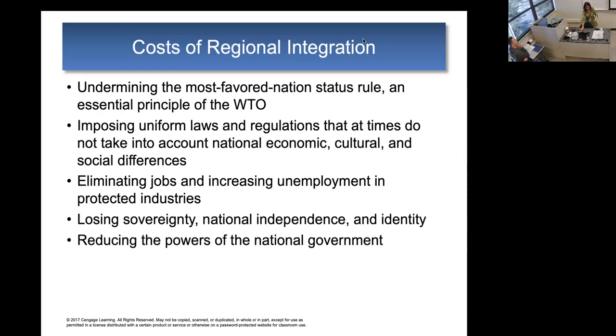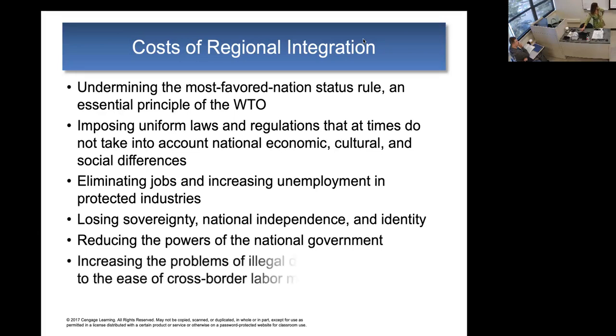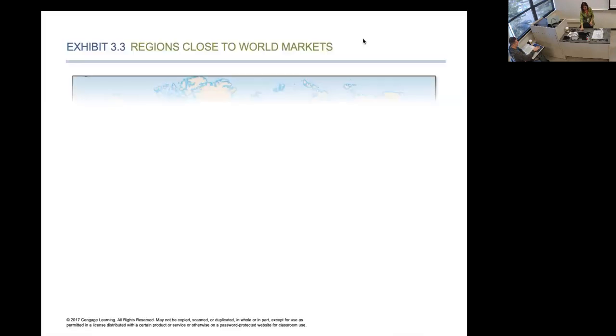Reducing the powers of the national government, which kind of comes with losing sovereignty, right? And increasing the problems of illegal drugs and terrorism due to ease of cross-border labor movement. Yeah, you know what? There's cross-border movement when it's so easy to cross borders. If you have a visa for an EU country, it's called the Schengen visa, you have access to all other countries, right? So yes, drug smuggling could become easier once you enter into one EU country, right? Which is not a good thing.